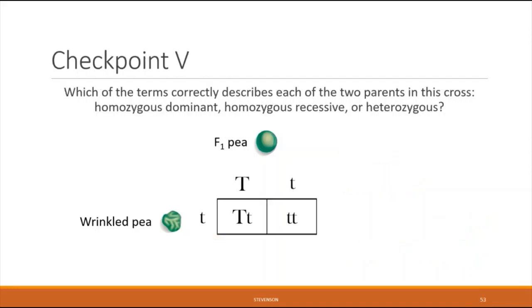Now here I'm going to ask you to put this terminology to the test. Tell me which term correctly describes each of the two parents in the cross: homozygous dominant, homozygous recessive, or heterozygous. And remember, tell me for each parent.